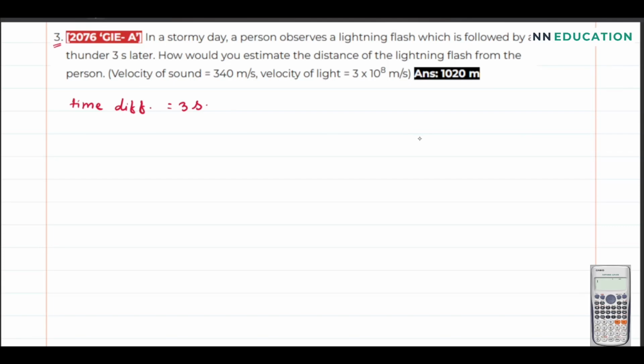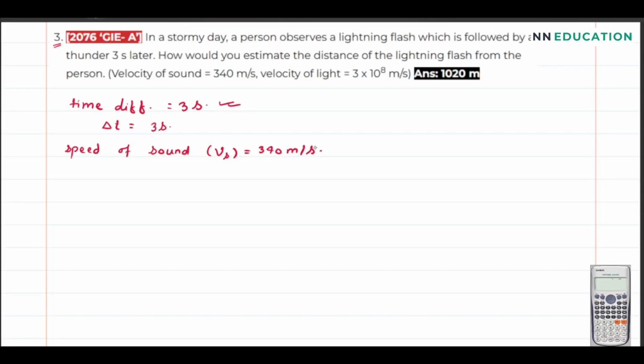For that, we are given that the time interval between seeing the lightning and hearing the thunder is 3 seconds, as you can see here. We have written delta t equals 3 seconds, right? The speed of sound is 340 meters per second. Let's write speed of sound, and let's denote it with Vs. Speed of sound is denoted with Vs, and it is given as 340 meters per second.